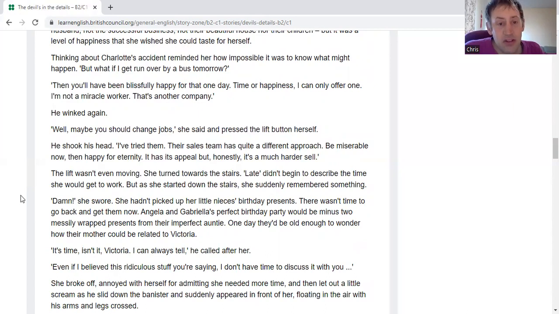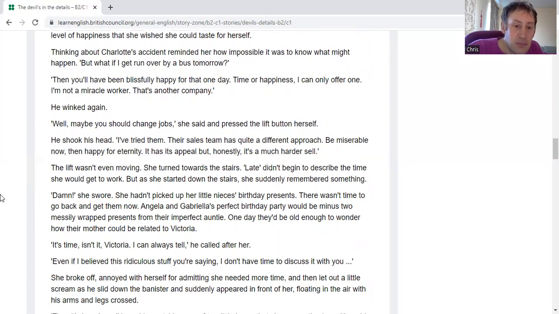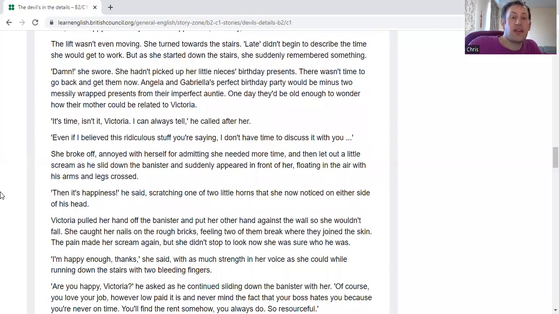"Well, maybe you should change jobs," she said, and pressed the lift button herself. He shook his head. "I've tried them. Their sales team has quite a different approach. Be miserable now, then happy for eternity. It has its appeal, but honestly, it's a much harder sell." The lift wasn't even moving. She turned towards the stairs.